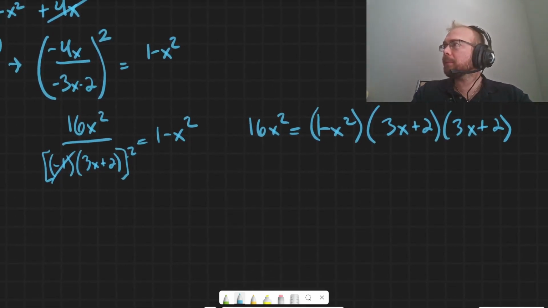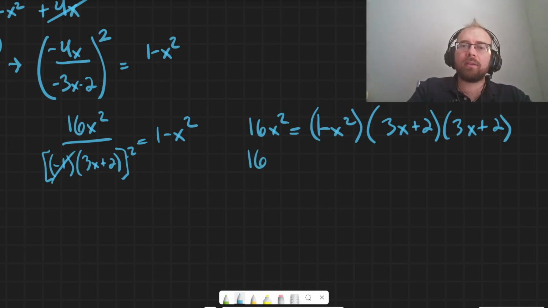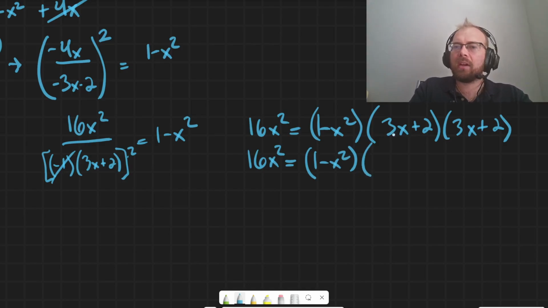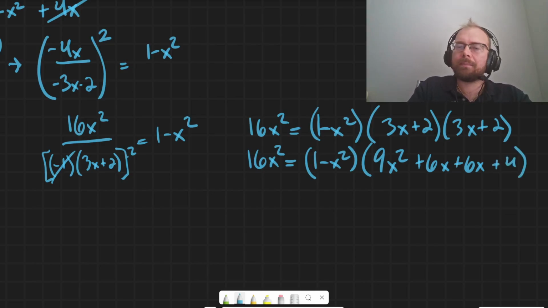Move this up a little bit. And I want to FOIL all that out. Okay, so then that's going to be, let's FOIL out the 3x plus 2's first. That's a little easier. 3x makes 9x squared. 3x and 2, that's 6x. 2 and 3, that's also 6x. 2 and 2, that's 4. Okay. And okay, so now that's going to be 12x, right?